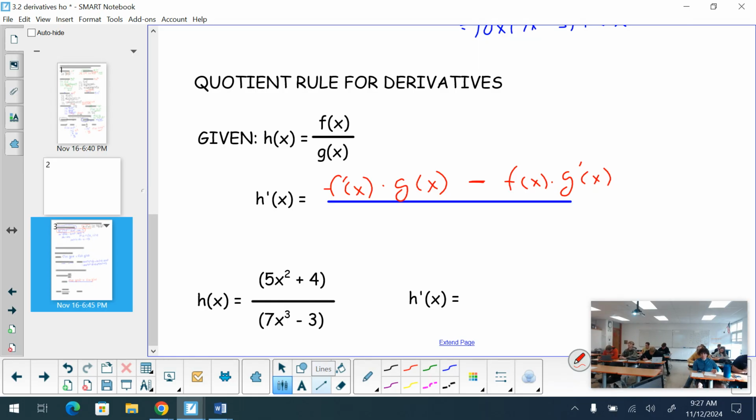And then what we have to do with our denominator is square our denominator.